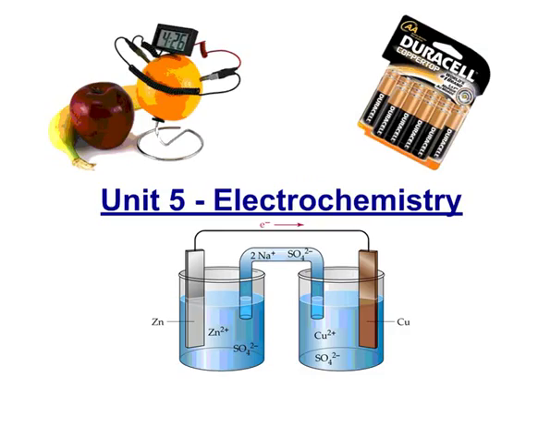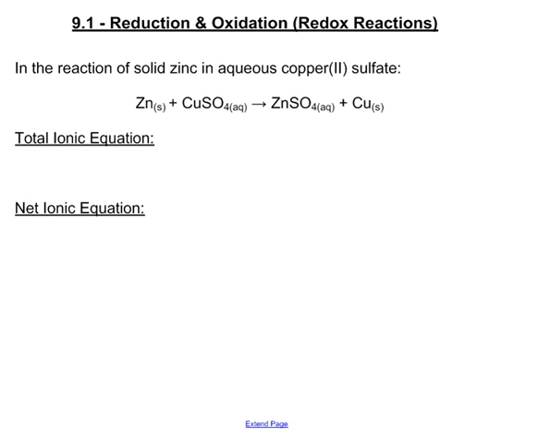Here's our first video on electrochemistry, and basically it's the study of electrons moving within chemical reactions. So first off is a very simple reaction. We're going to start by looking at the definition of what a redox reaction is, and then we're going to go into another couple of new concepts, mainly oxidation numbers.